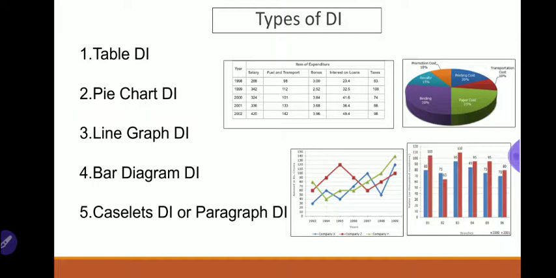Here we have seen the types of DI, in which format the data will be given to you. This is also very important because in the first few seconds you have to analyze the data from these diagrams. If you do not know these diagrams, it will be very difficult to solve the questions. Just get to know these diagrams by solving a few problems. The types of DI can be table DI, pie chart DI, line graph DI, bar diagram DI, and Caselet DI, which is also called paragraph DI.